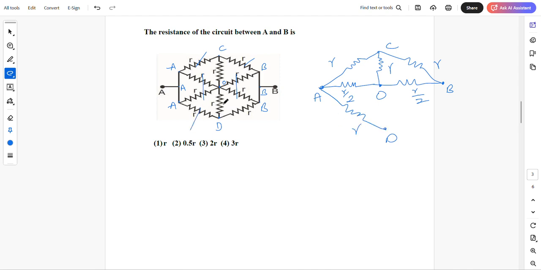R, on this one. Between O and D, this is remaining. There is one resistor, R. And between D and B, one resistor, R.